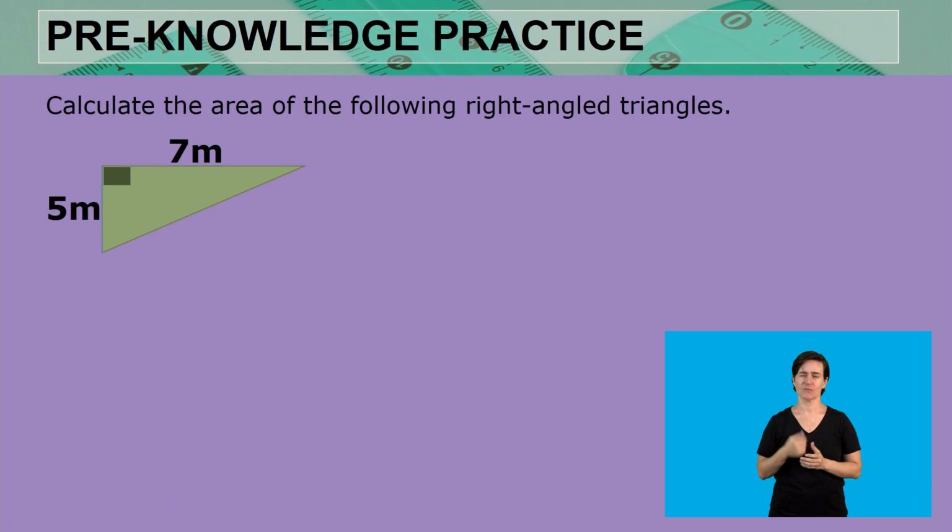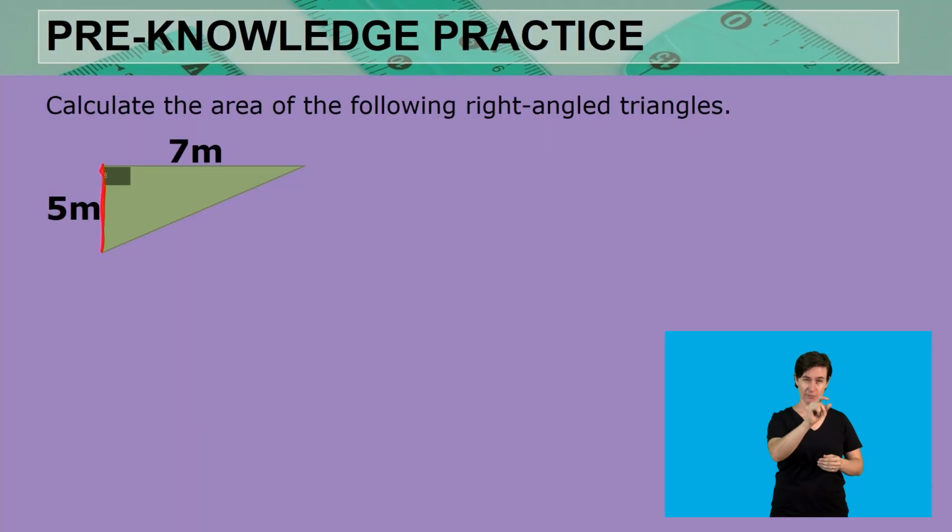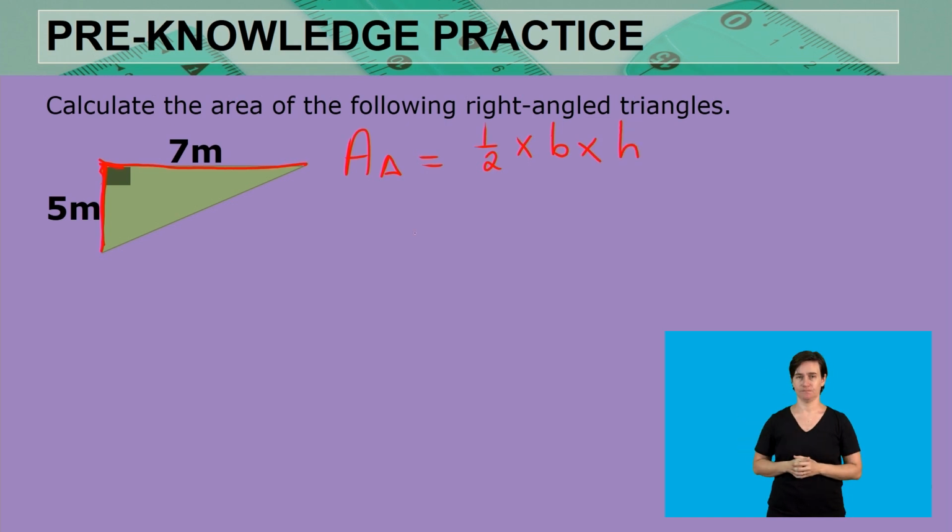Let's see if we can do some calculations based on the area of these shapes that we just spoke about. Let's start with the area of a triangle. Here we have a right angled triangle, and remember we need the base and the height, which we already have. The height is 5 meters, and the base is 7 meters, as long as the height and the base are perpendicular to each other. The formula for the area of a triangle is 1/2 multiplied by the base, multiplied by the height.